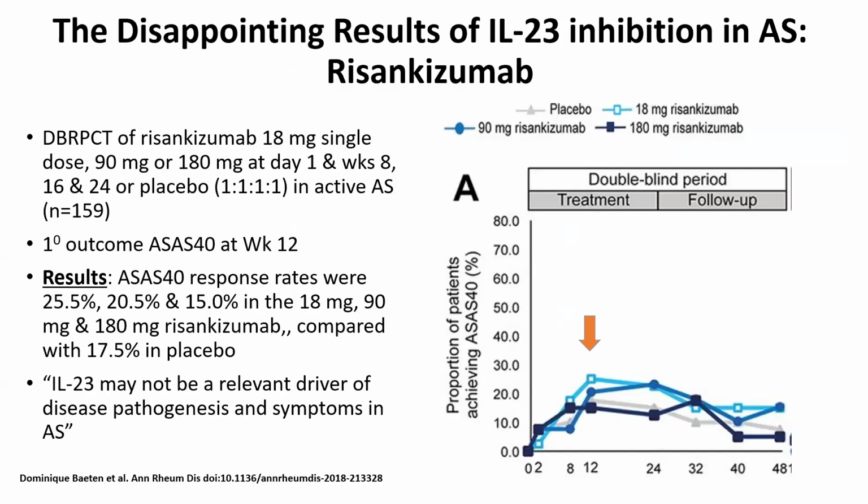And part of that is based on this study with the drug Skyrizi or risankizumab, an interleukin-23 inhibitor. In a small study in ankylosing spondylitis, it showed no difference from placebo, and so appears not to work in that disease.